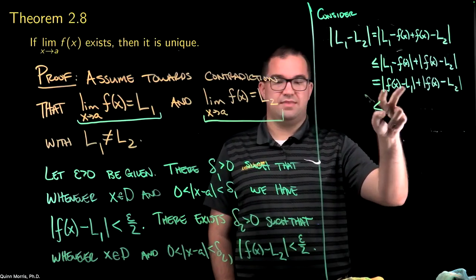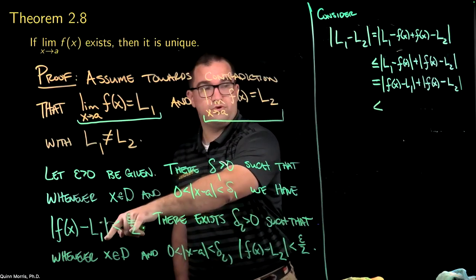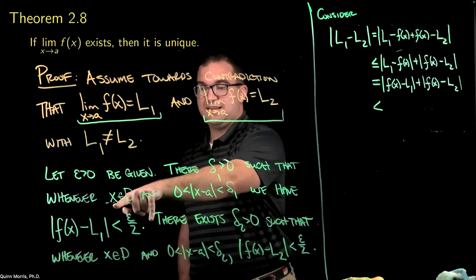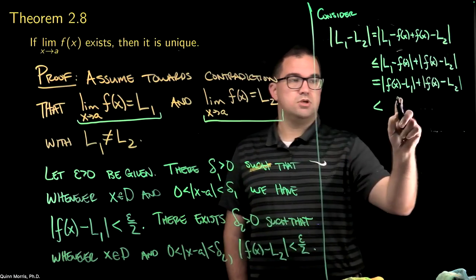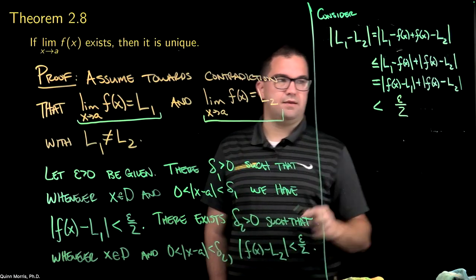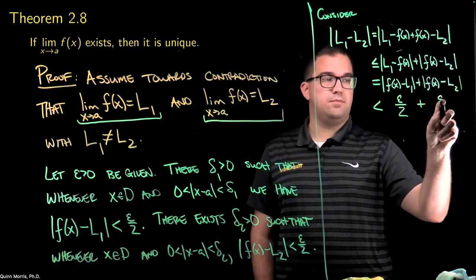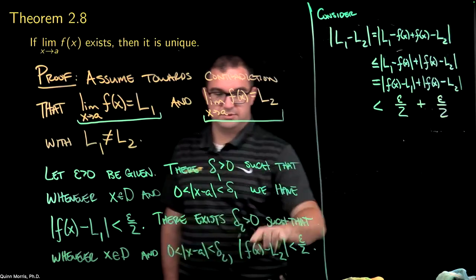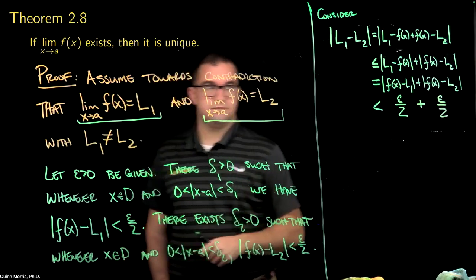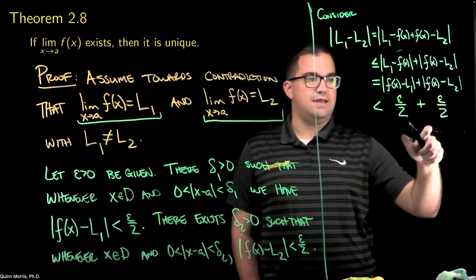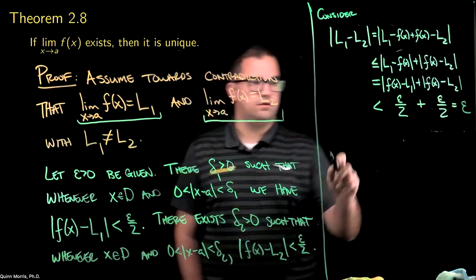I know that I can make this quantity less than epsilon over 2 if I take an x in my domain with x between 0 and delta 1. So under some appropriate conditions, I can make this less than epsilon over 2. And similarly, I can make this quantity less than epsilon over 2 if I take an x in my domain satisfying this. So what I want to say is this is true, and that is just epsilon, right?